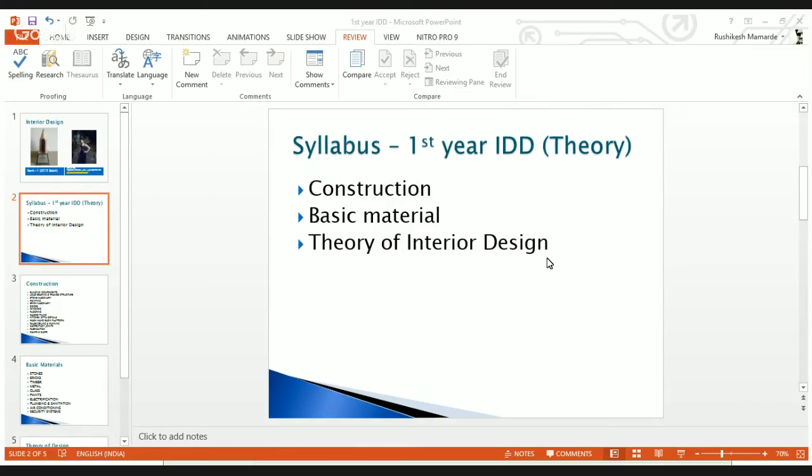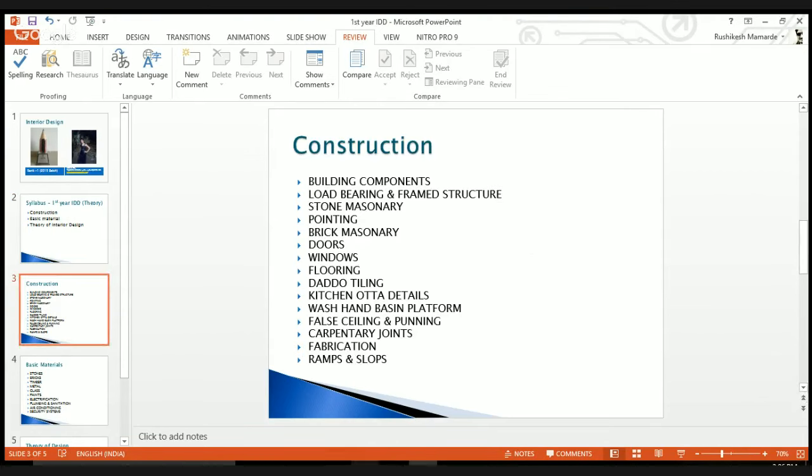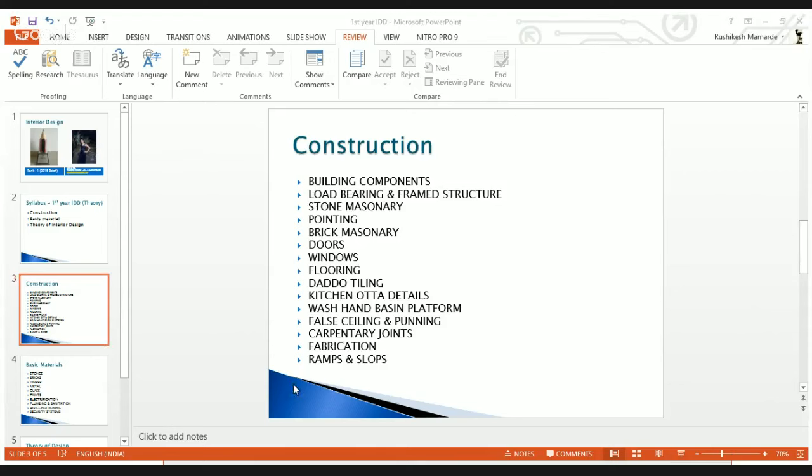And all of these subjects are very important as far as interior designing is concerned. As you can see here, construction consists of lots of subtopics, so we'll go one by one.